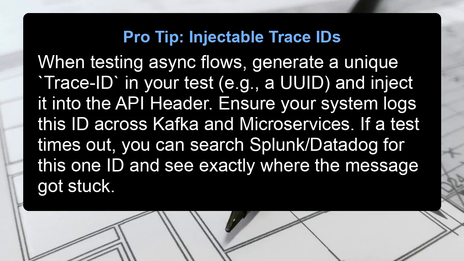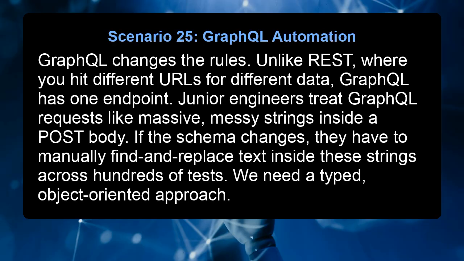Pro tip: injectable trace IDs. When testing async flows, generate a unique trace ID in your test, for example, a UUID, and inject it into the API header. Ensure your system logs this ID across Kafka and microservices. If a test times out, you can search Splunk or Datadog for this one ID and see exactly where the message got stuck.